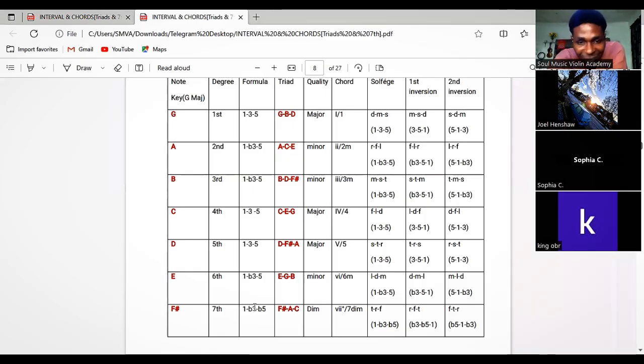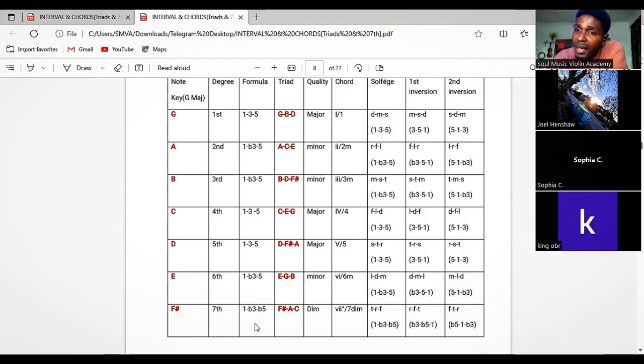So the 7th chord is a diminished chord. Why is it a diminished chord? Because the interval is 1 flat 3 flat 5. So it's not a perfect fifth. It's a diminished fifth rather. That's why Ti, Re, Fa is a diminished chord. In the major scale, that's the only diminished triad you have.